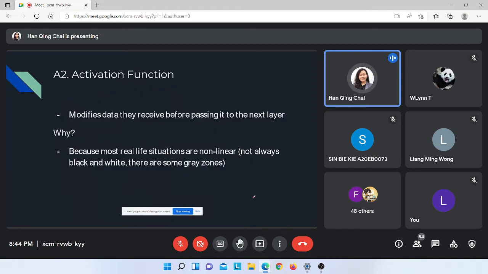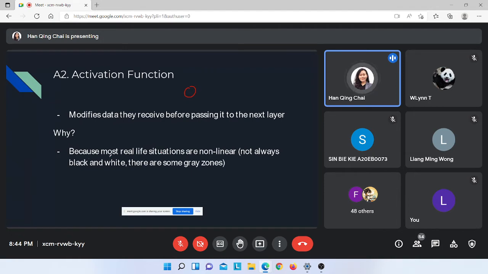So now we are going to look at examples of the activation function that I mentioned so many times just now. You already looked at the sigmoid, right? So what actually is this activation function? The most important thing is that they modify the data they receive before passing it through the layer. You can think of it like a gatekeeper, deciding whether the data passes a certain qualification to move on.